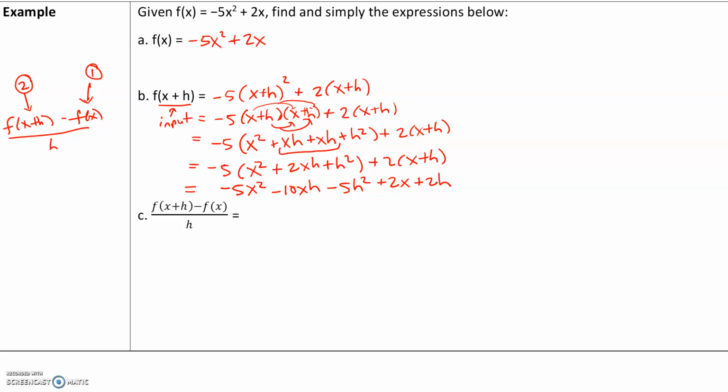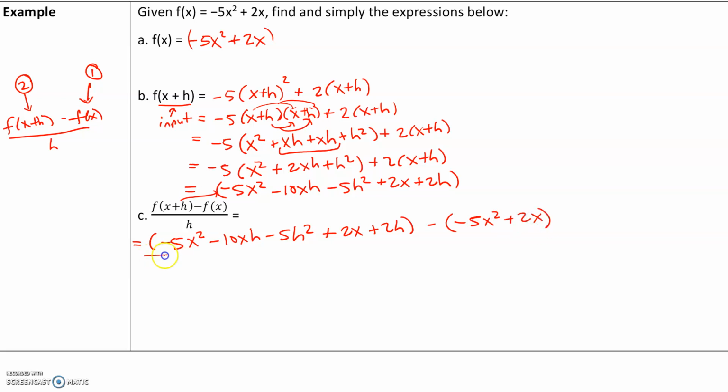So now in part 3, let's put all of it together. F of x plus h is that expression which we just found. And anytime you replace f of x plus h or f of x with the equivalent expression, we always have to use parentheses. So this equals parentheses negative 5x squared minus 10xh minus 5h squared plus 2x plus 2h, minus f of x. Well, what's f of x? That's equal to negative 5x squared plus 2x. And then we will divide this all by h.